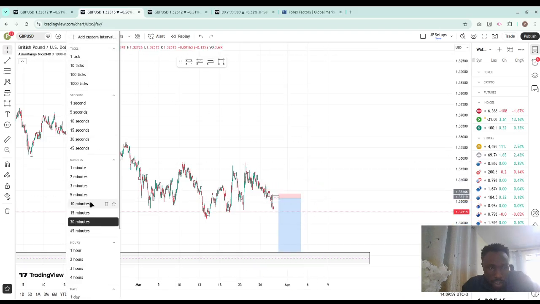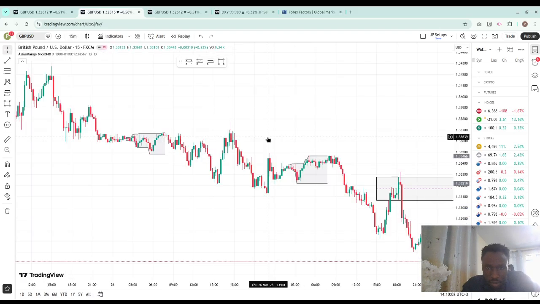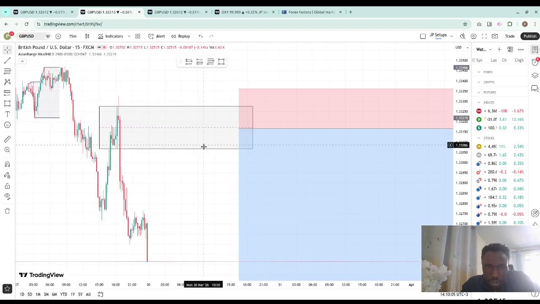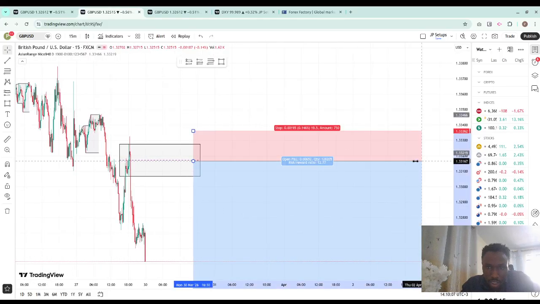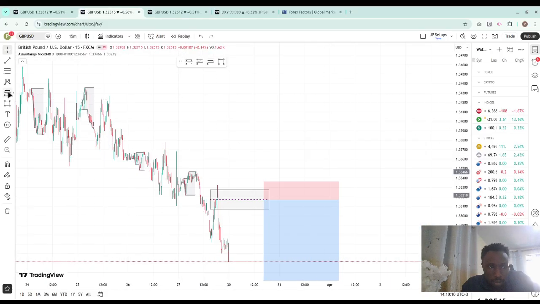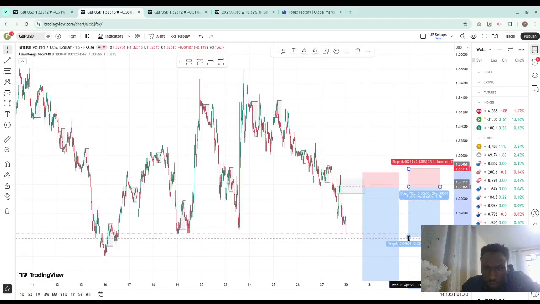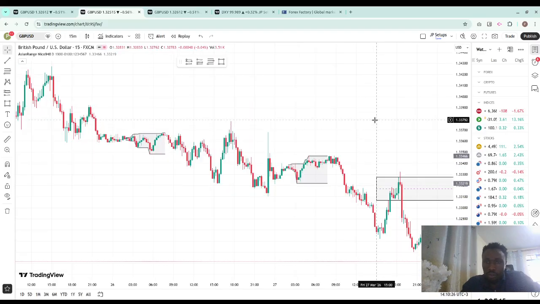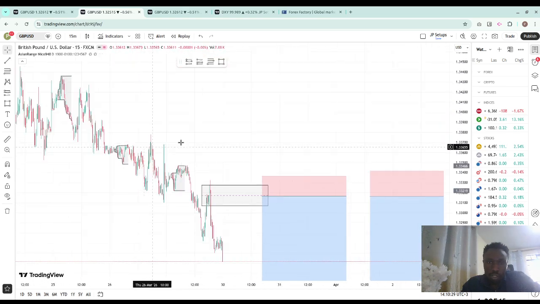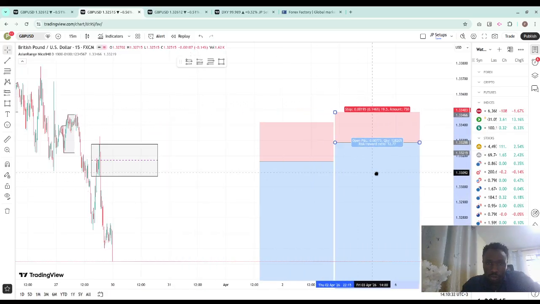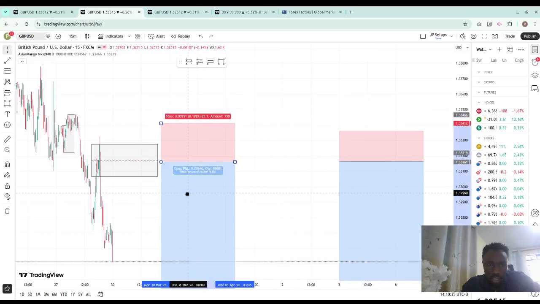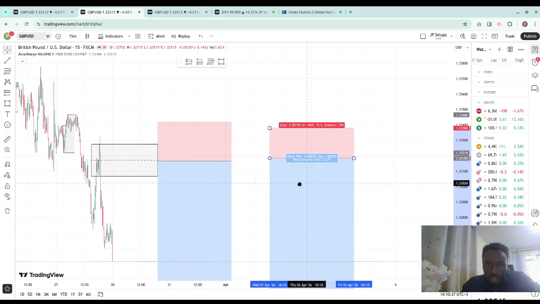Which means I will do something like this. I'm just doing a general view, but since I'm not a swing trader for now, I will take sells from there to here to here. If the market comes to that point, let me do like this, then we do like this, and then we do like this.